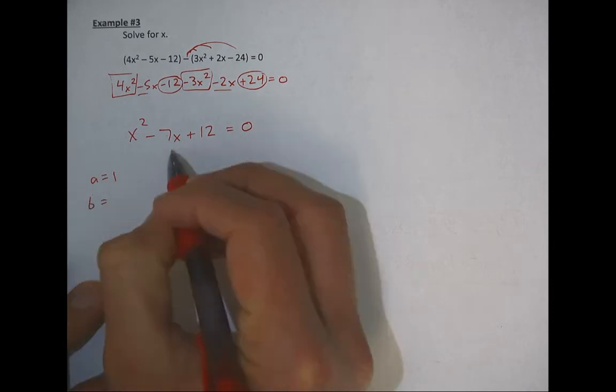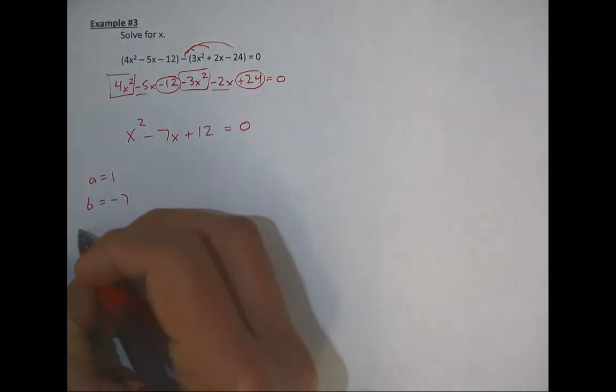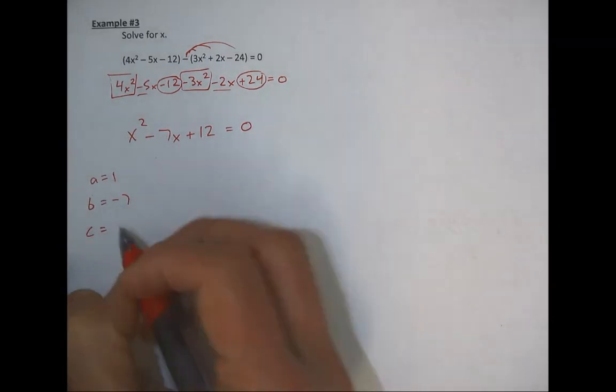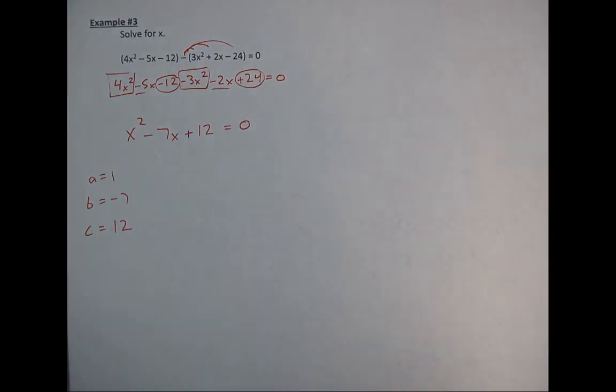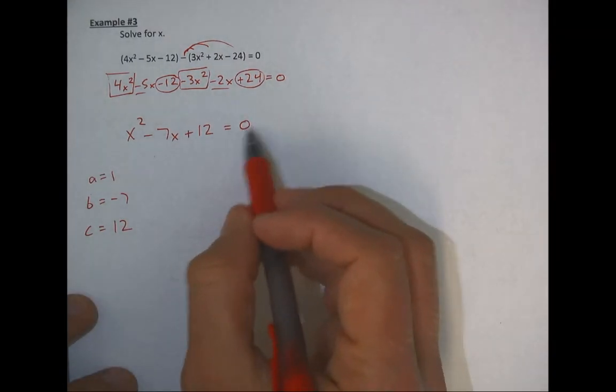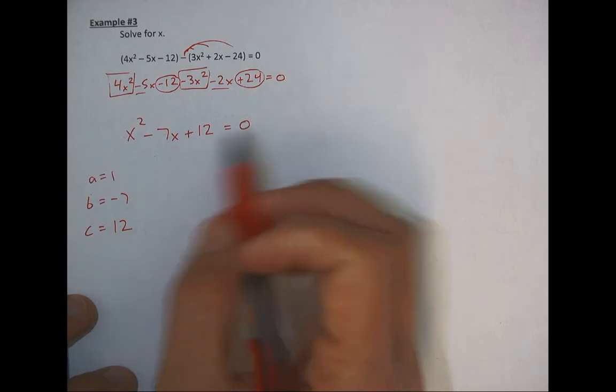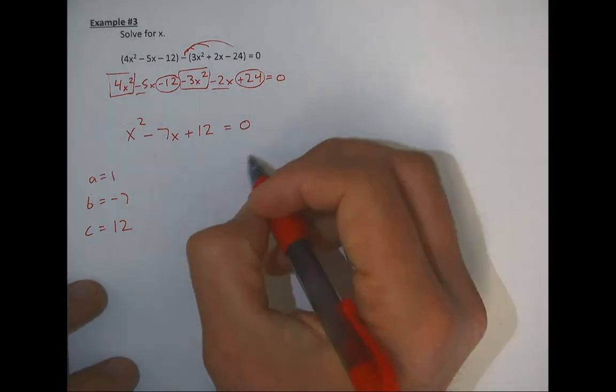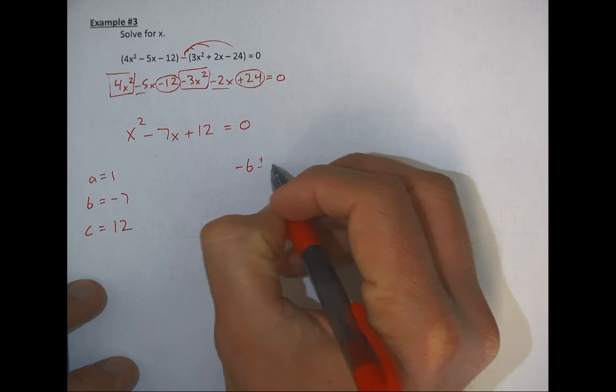B is in front of x, so that's -7. And c is our last term of 12. Remember, to be in standard form, this does need to be 0. So if it wasn't, I would have to rearrange it a little bit. And we're plugging directly into the quadratic formula.